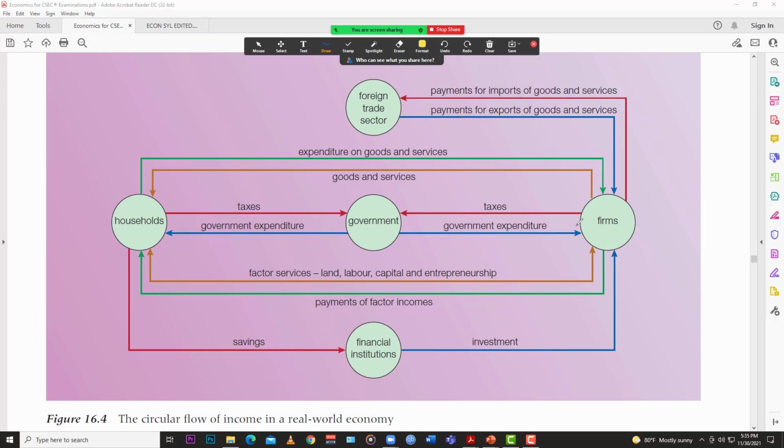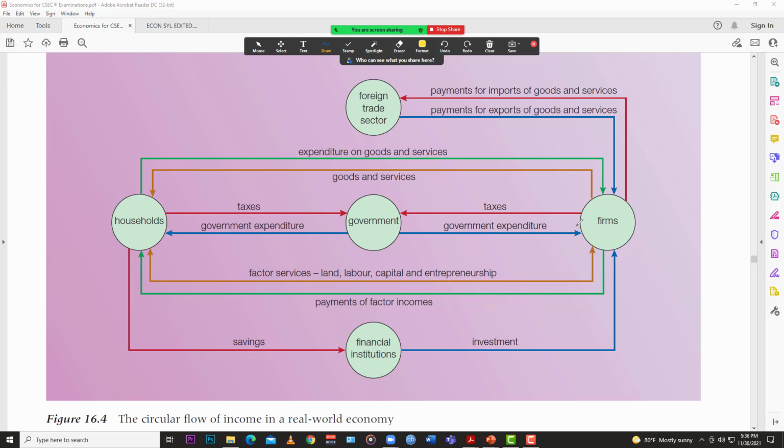But what if I am a farmer or a manufacturer and I make some products and I export them overseas, and then people pay me? Those who are paying me for the goods I exported are pumping monies into the system, pumping income into the system. So payments for exports are an example of an injection.